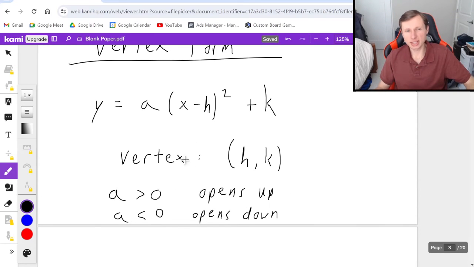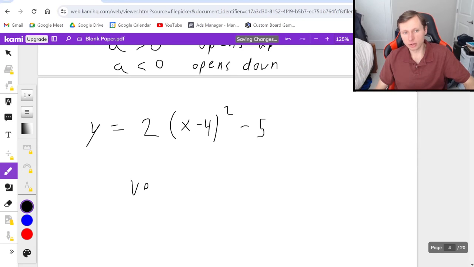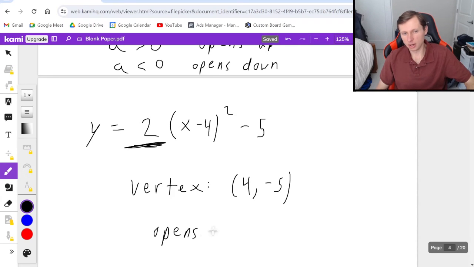So a quick example of this would look something like this: y equals 2 times x minus 4 squared minus 5. Immediately I know the vertex is at the point 4 comma negative 5. Notice I flipped the sign from negative to positive on the first one, and the k value stayed as negative 5. So there's my vertex. I also know that since a is 2 and 2 is positive, this parabola opens up. So I know a lot about this parabola just by knowing how to use vertex form.